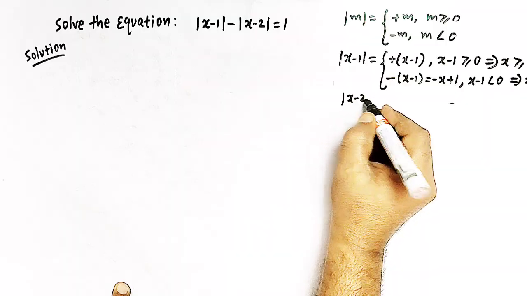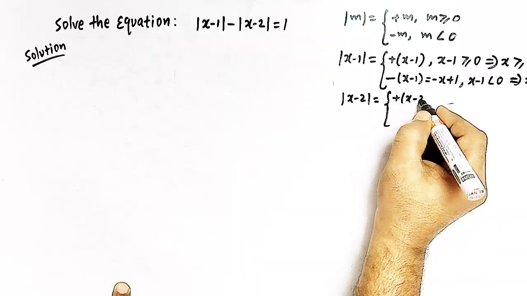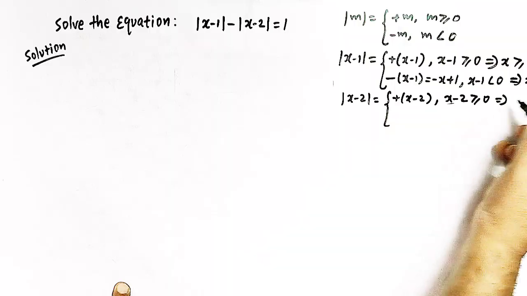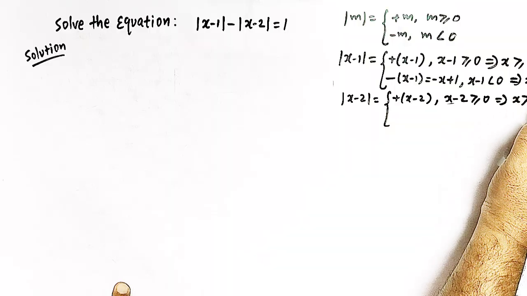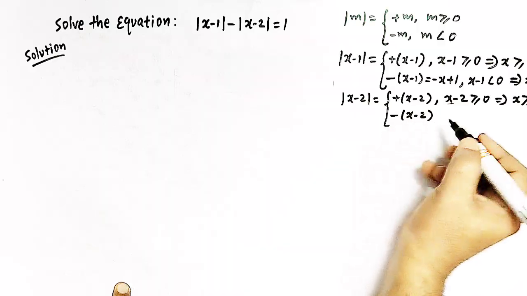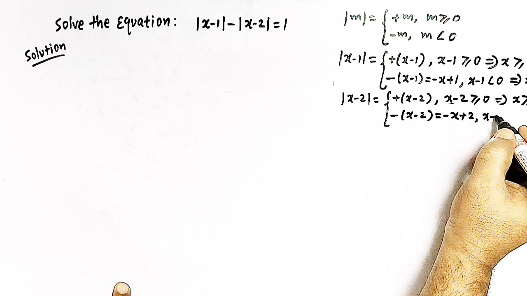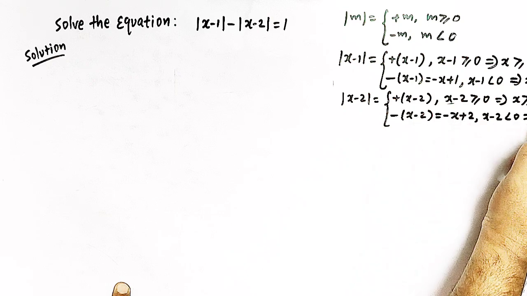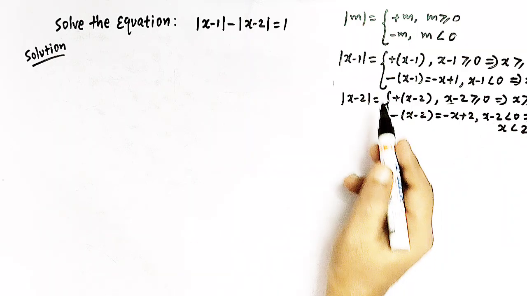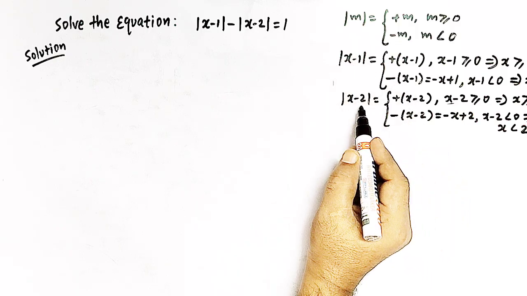And similarly we can define mod of x minus 2. Mod of x minus 2 is positive x minus 2 when x minus 2 is greater than or equal to 0. So this implies x is greater than or equal to 2. And mod of x minus 2 is negative of x minus 2, that is minus x plus 2, when x minus 2 is less than 0, and this inequality implies that x is less than 2, right? So this is how we can define mod of x minus 1 and mod of x minus 2.